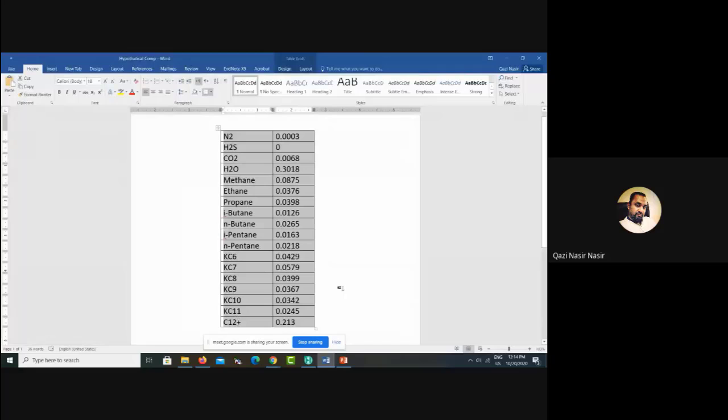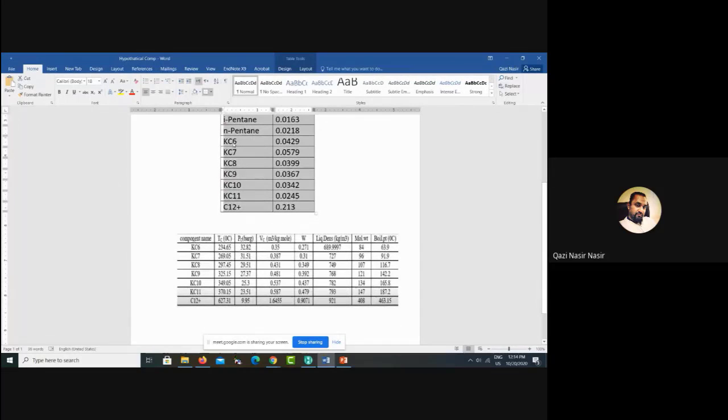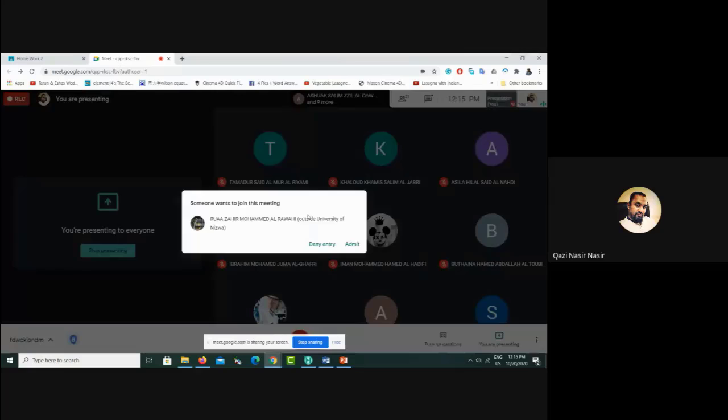KC6 to KC11 are your hypothetical components. And as you know before, in order to create the hypothetical component, what we did previously, we used only boiling point, right? But I told you in the previous example also, the more information you have for the hypothetical component, the more accurate it is. So in this case, I give you a chart which contains more information.